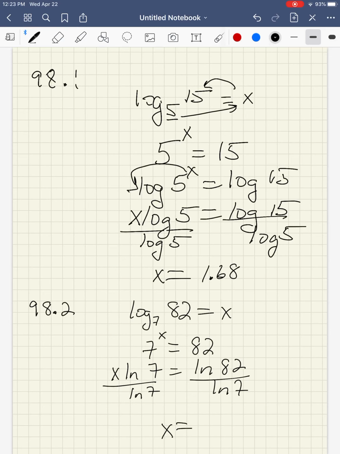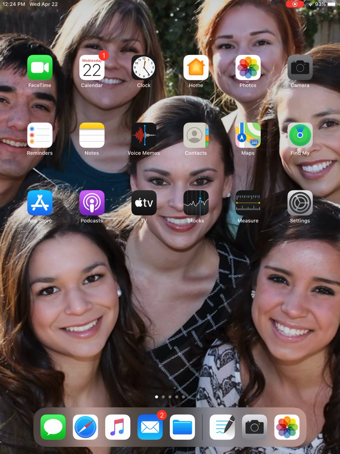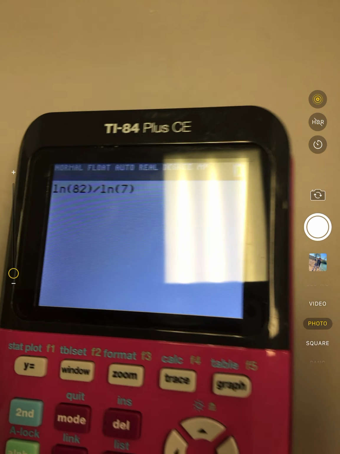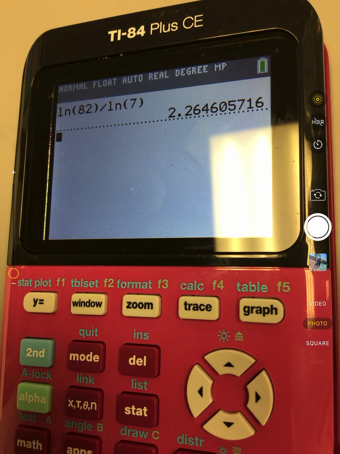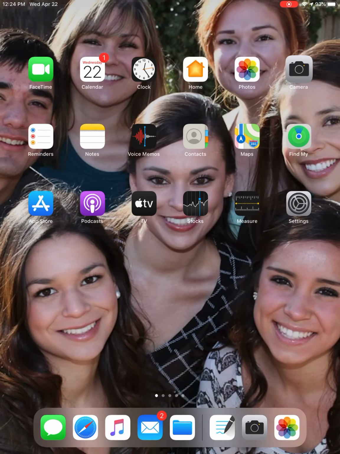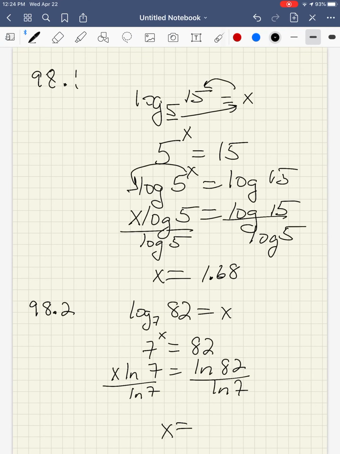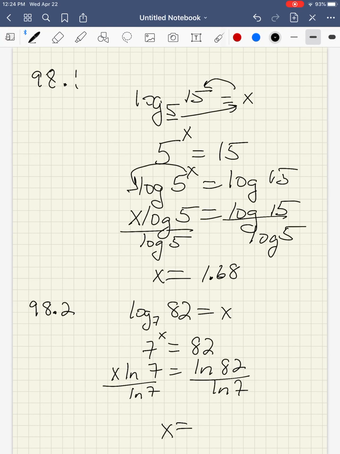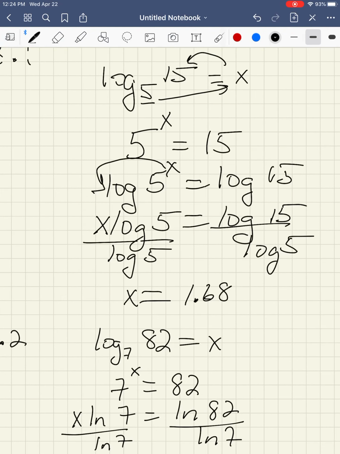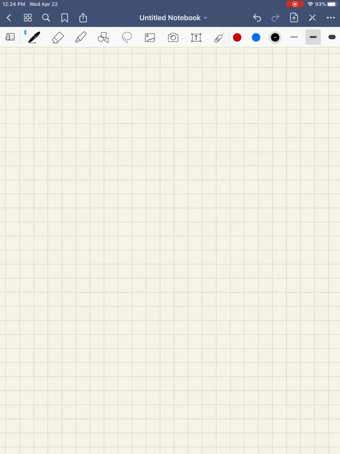Let's see what we get. ln 82, close the parentheses, divided by ln of 7, close the parentheses, and hit enter. So we get 2.26. Okay. Equals 2.26.